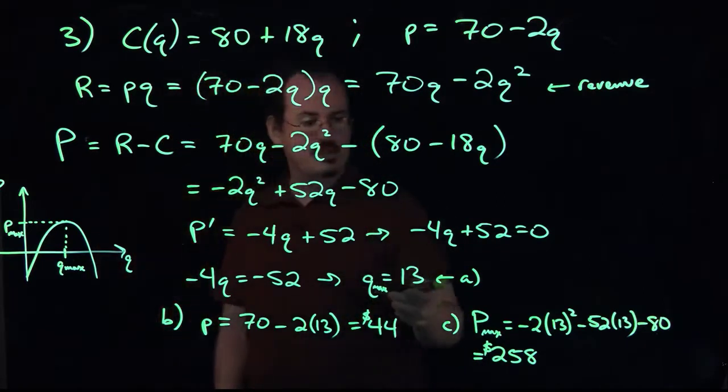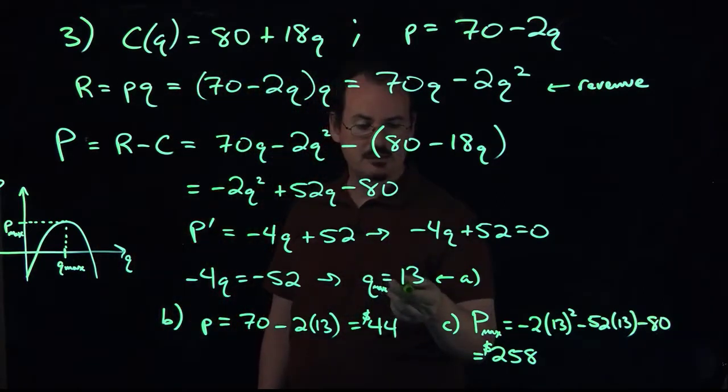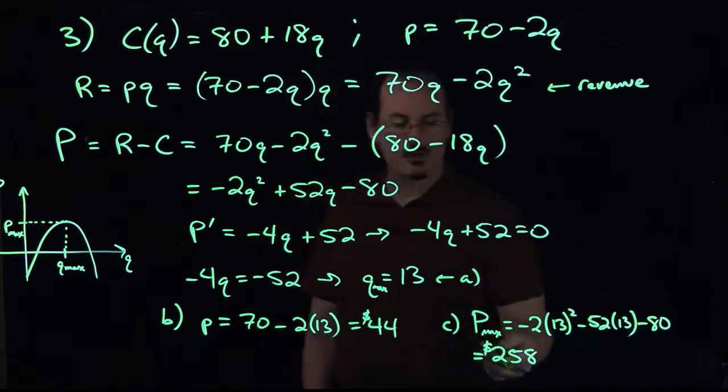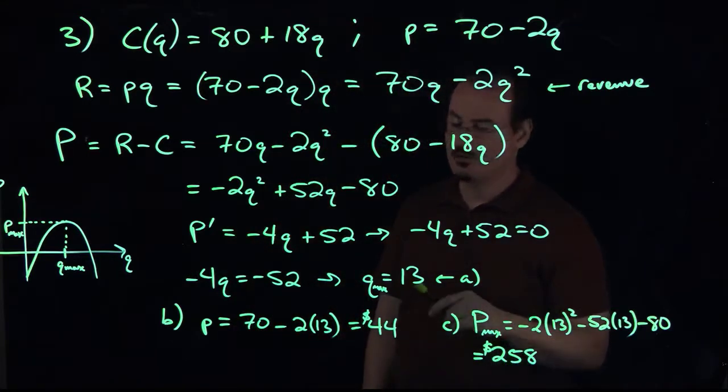So we found 3 things. How many items do we have to sell to maximize profit? 13. How much do we have to charge to maximize profit? 44. How much maximum profit will we actually make? $258.